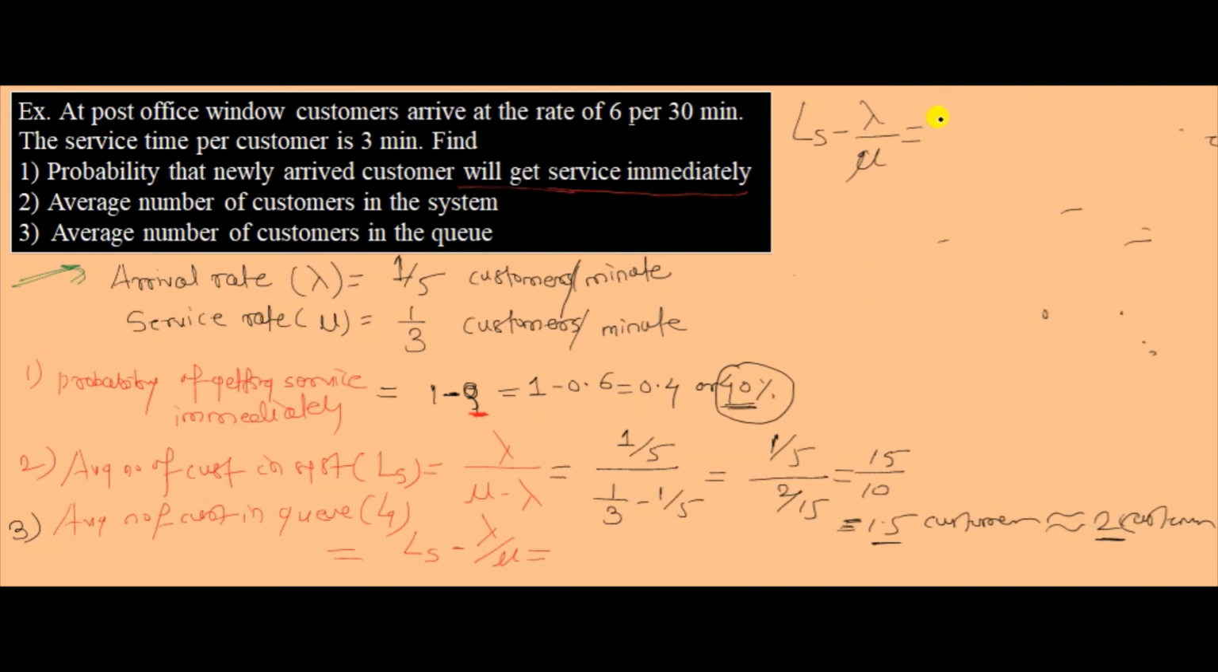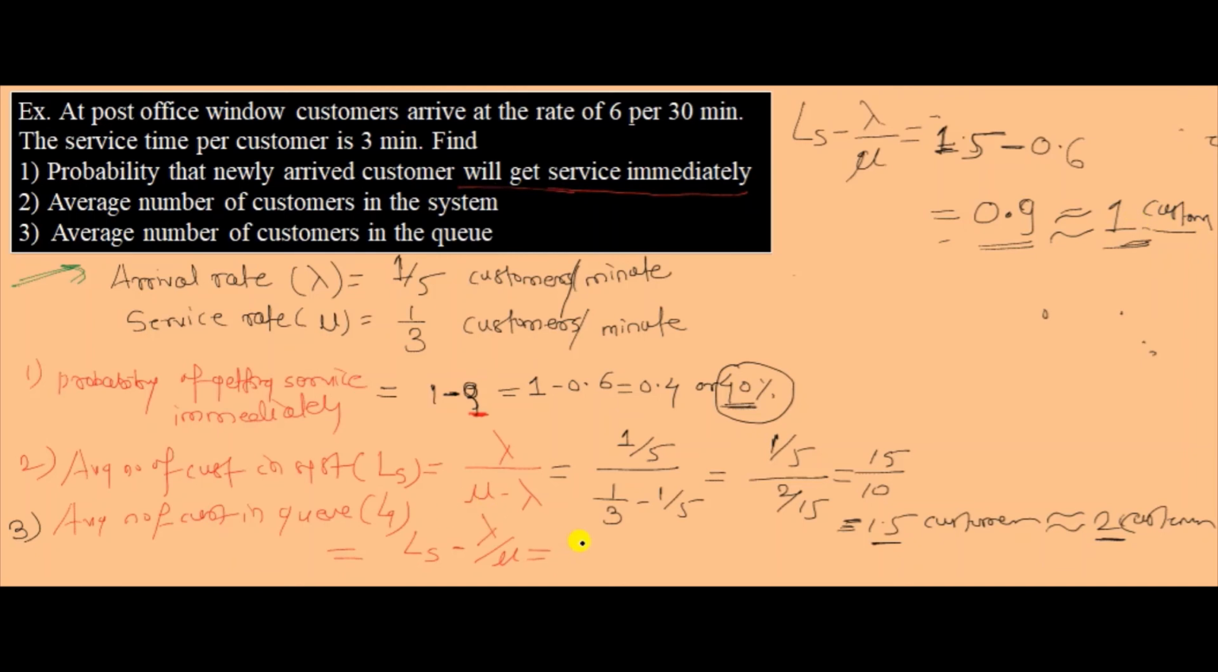What is the value of Ls? The value of Ls we have calculated; we will take the actual value, that is 1.5. 1.5 is the actual value of Ls, minus lambda by mu. The value of lambda by mu we have already calculated. This is rho, remember, that is 0.6. So it will come out as 0.9, approximately equal to 1. So this is one customer.